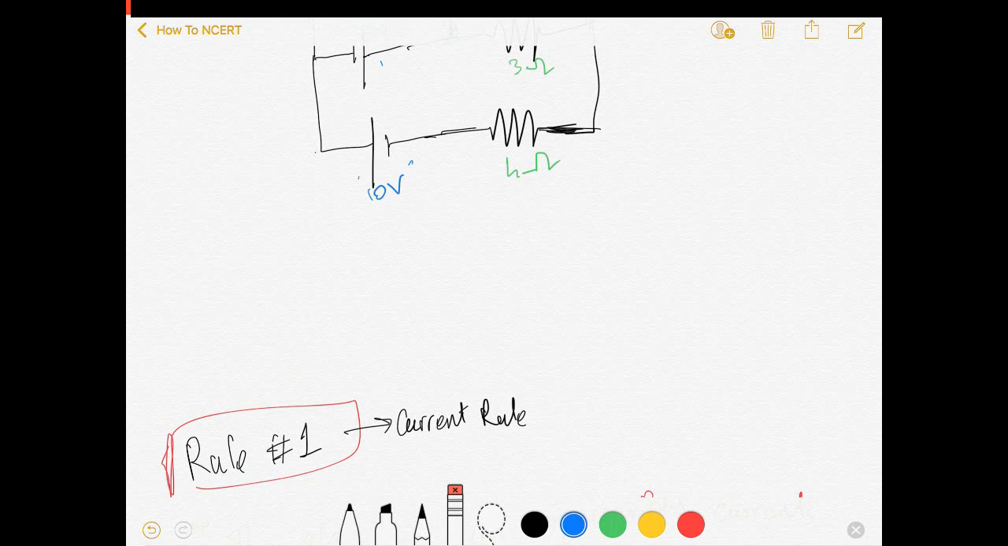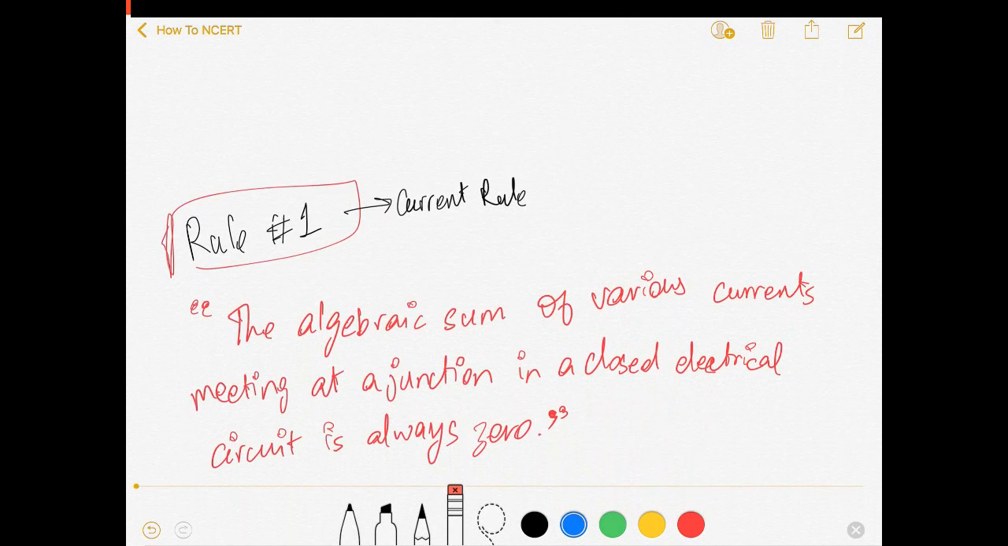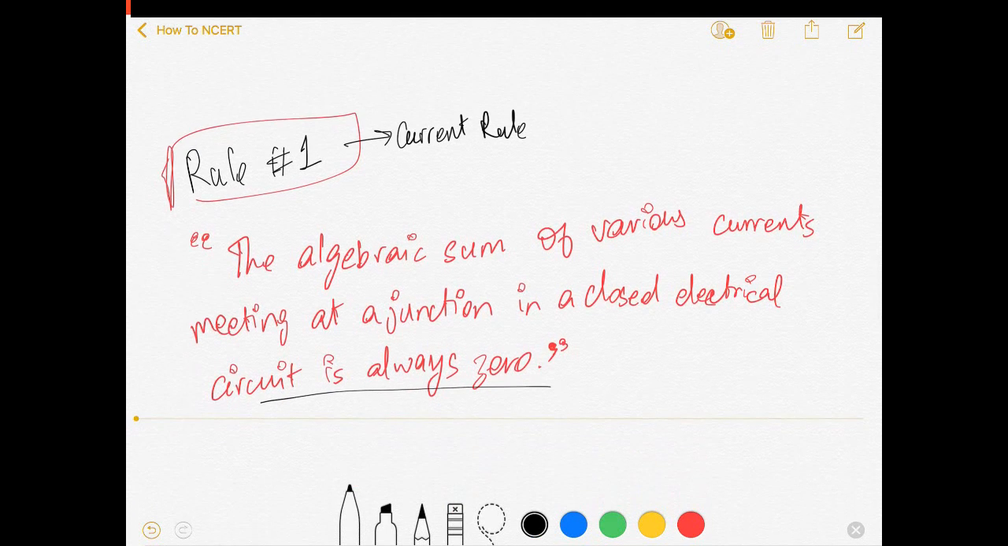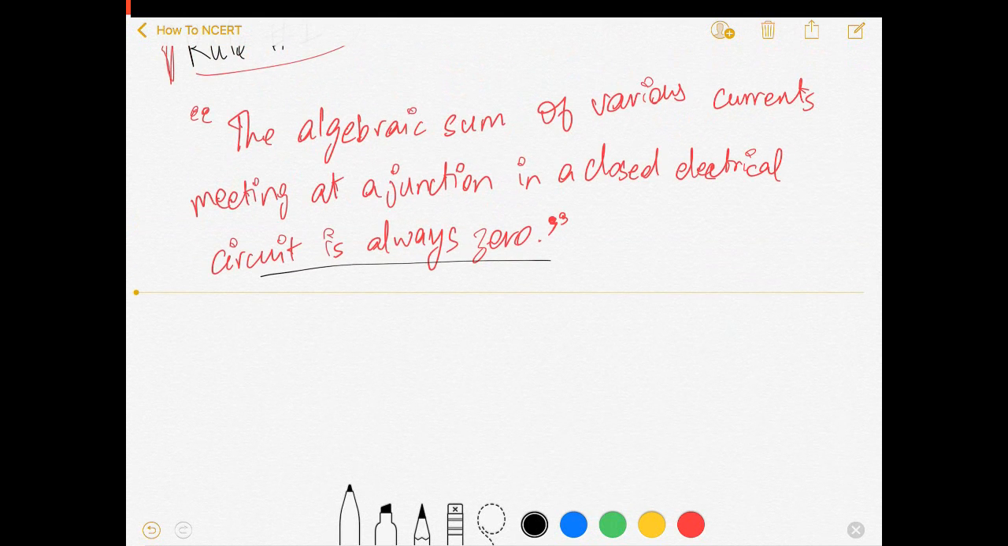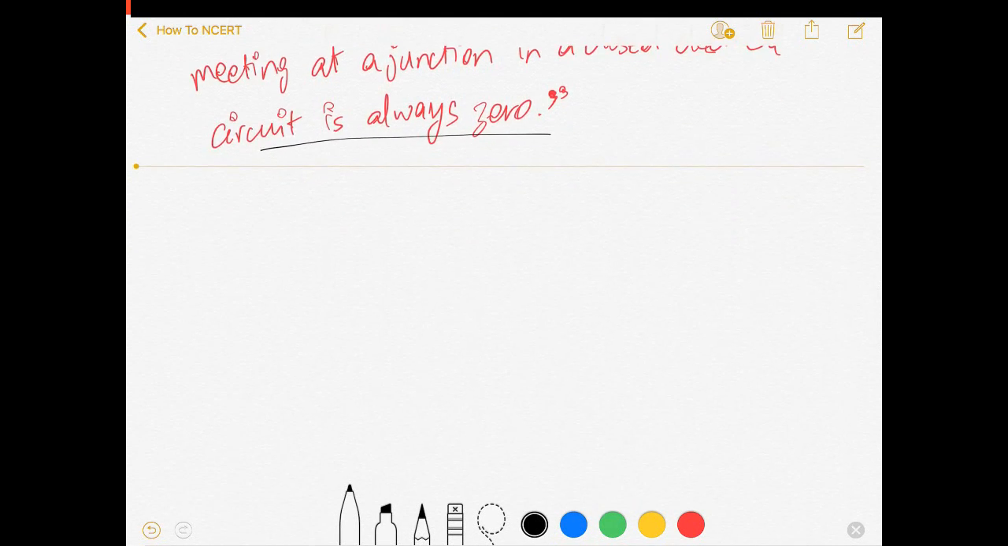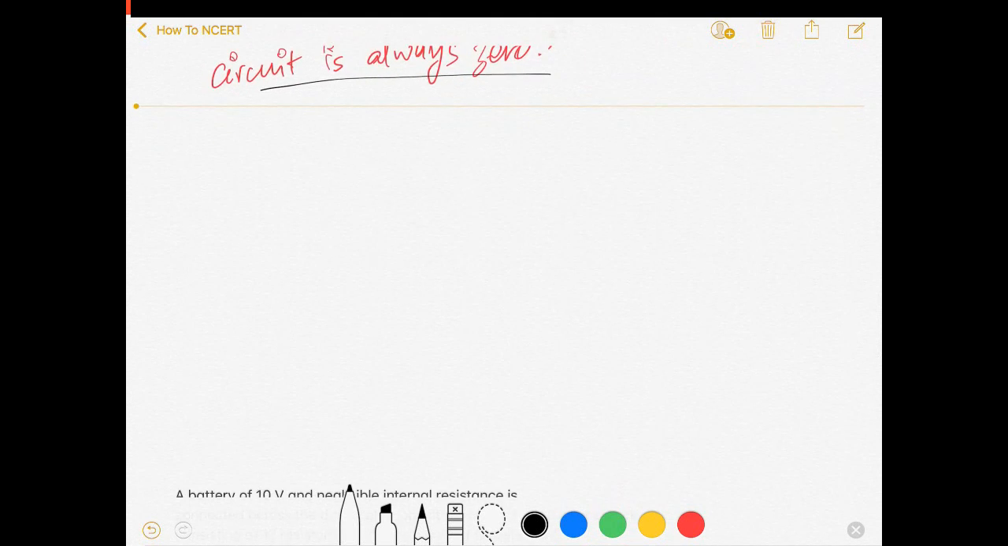So there are two Kirchhoff's rules. The first one is the current rule. The statement: the algebraic sum of various currents meeting at a junction in a closed electrical circuit is always zero. Now, what does this mean? It probably sounds very weird when you read it for the first time, right? Let me make it simpler.